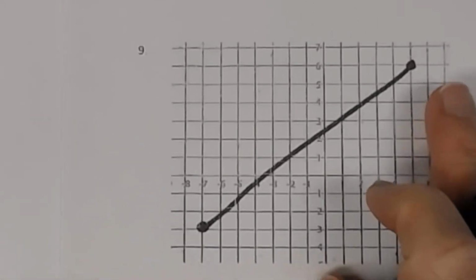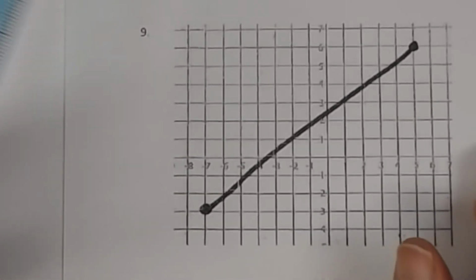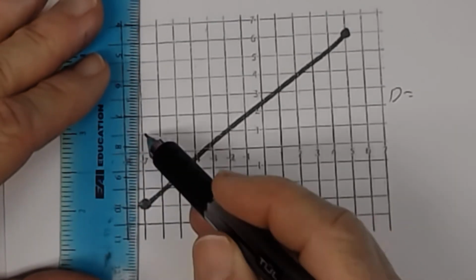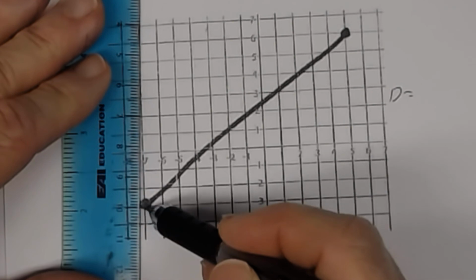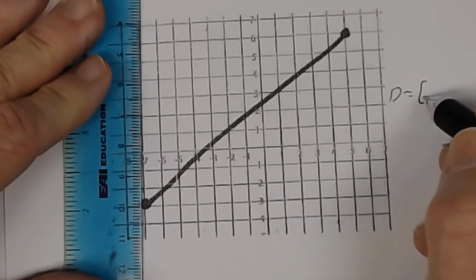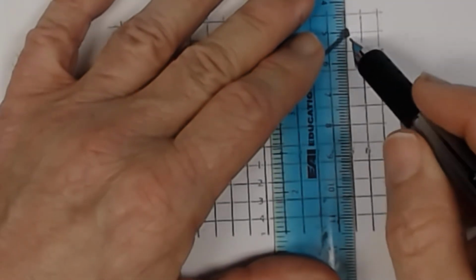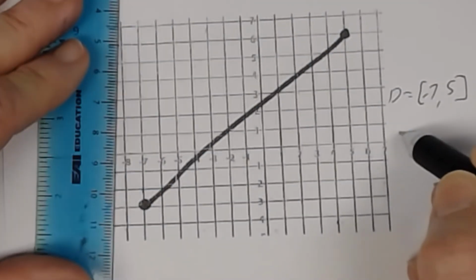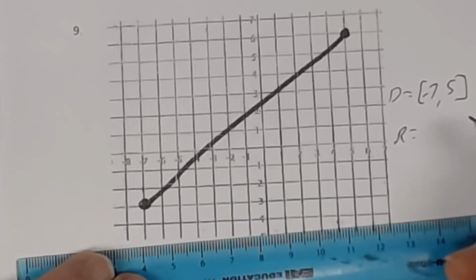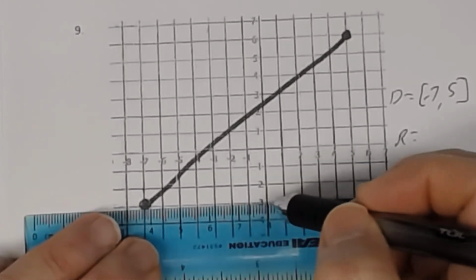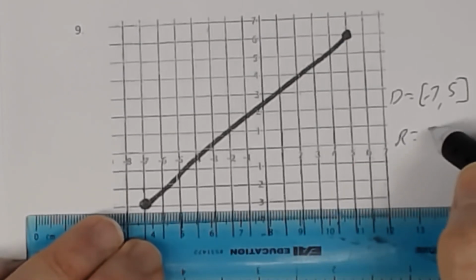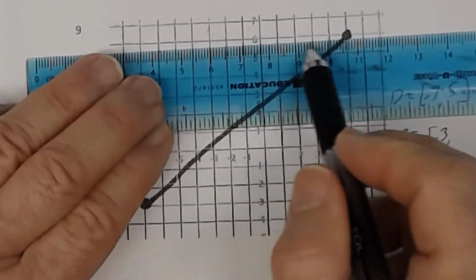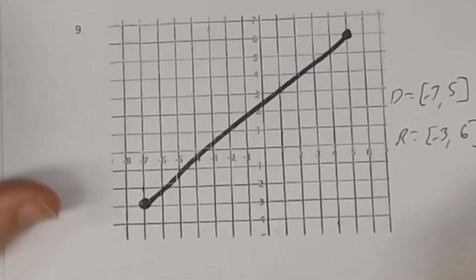notice you have a line segment with closed circles on both ends. So the domain here, the smallest x value is this x coordinate right here, which is -7 bracket, all the way to, and the largest x value on the graph is +5 with a bracket. The range, go along the y-axis, the smallest y value, remember y value now, that's -3 bracket, and the largest y value is this y value here, which is 6 with a bracket.